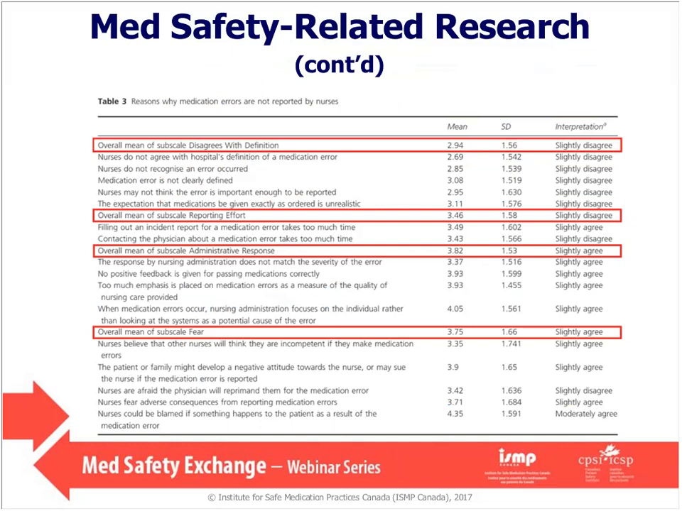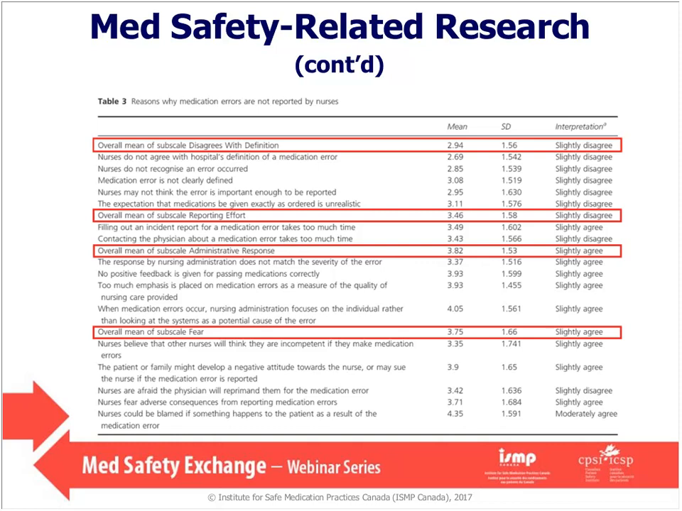The first category related to nursing agreement with the definition of a medication error and recognition and importance of an error. Results suggested that most staff are in agreement with the current definitions, and they can recognize an error when it occurs, and there was broad support for the importance of reporting. The second category looked at reporting effort as a barrier and revealed, not unexpectedly, that nurses are more likely to report when the time required is short and the process is uncomplicated.